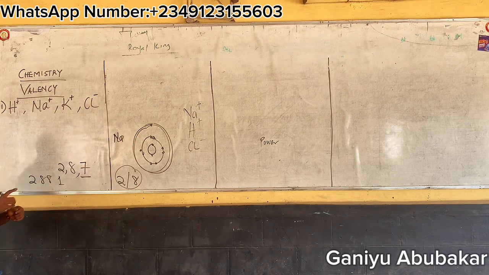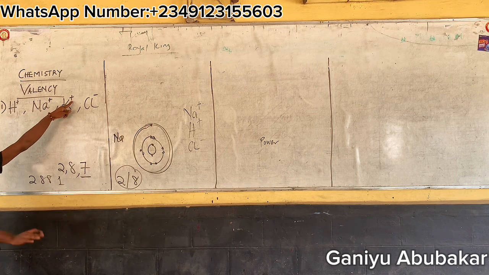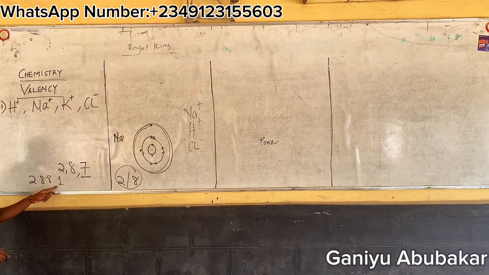After the class, I'll send you all these elements and their position numbers. You should know them very well. So for this one now, plus means what? Losing 1 electron. So it will lose this one, and now it is not stable.